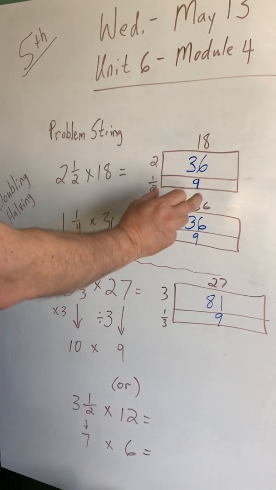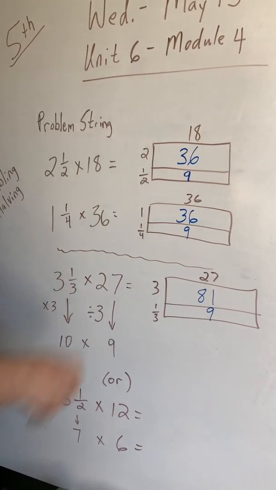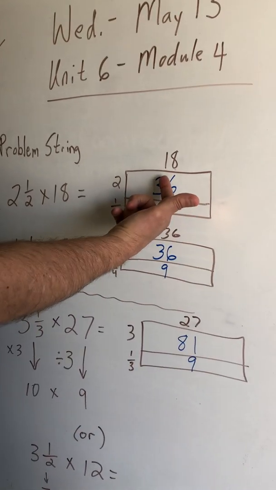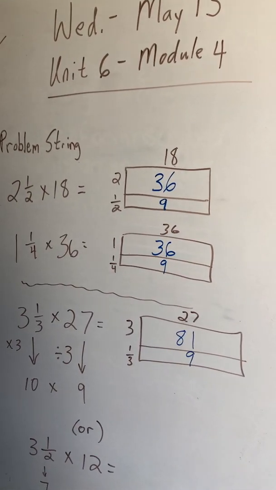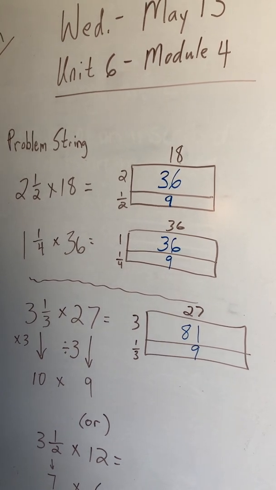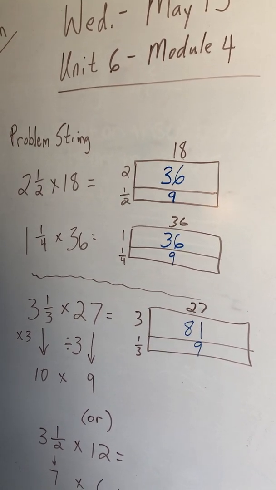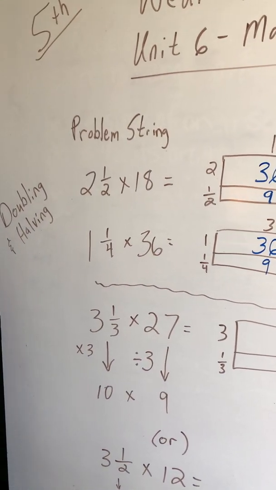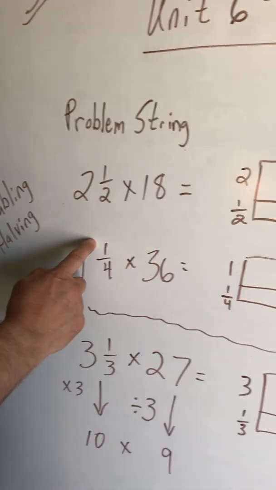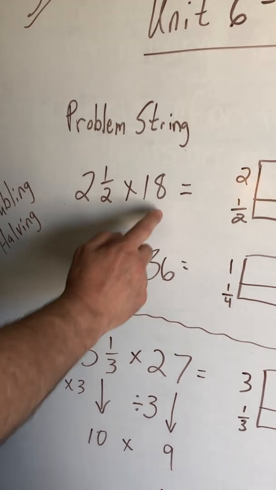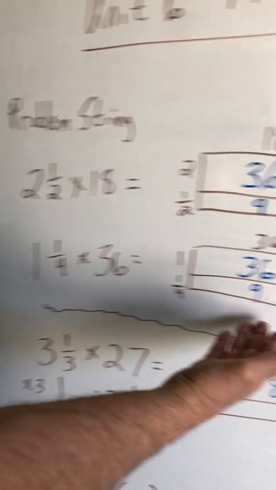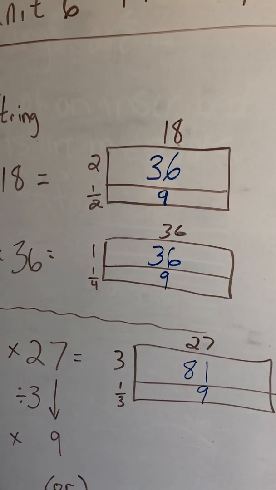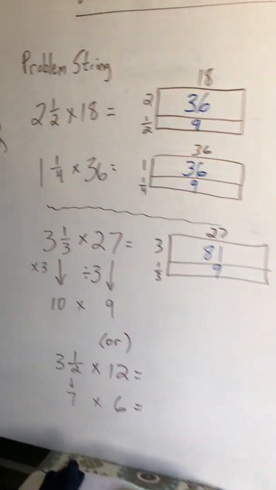So when you look at an area model or an array, however you want to say it, we have 2.5 down, 18 across. We get 36, and 1/2 times 18 is 9, okay? Well, they also wanted to show you if you double and halve, cut in half, so we halved 2.5 and we doubled 36, and as you can see, we end up with 45 for both of them, okay? They wanted you to see that.